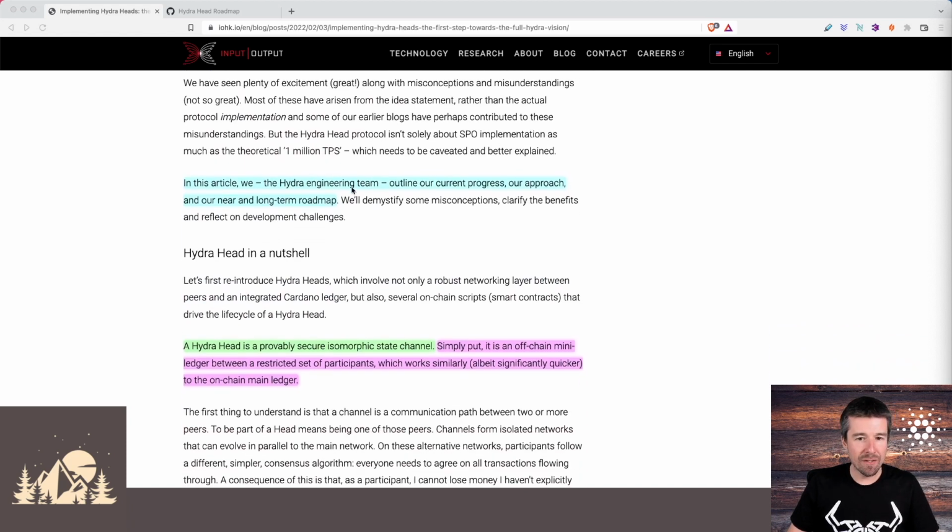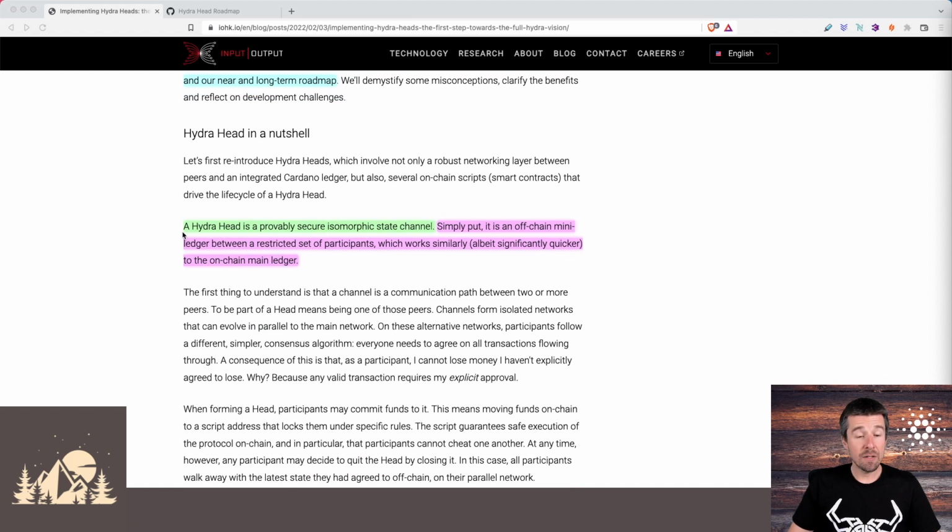In this article, the Hydra engineering team outlines their current progress, their approach, and the near and long-term roadmap. And we're gonna go into detail into all of these things. But let's start by taking a look at what a Hydra head is. A Hydra head is a provably secure isomorphic state channel.